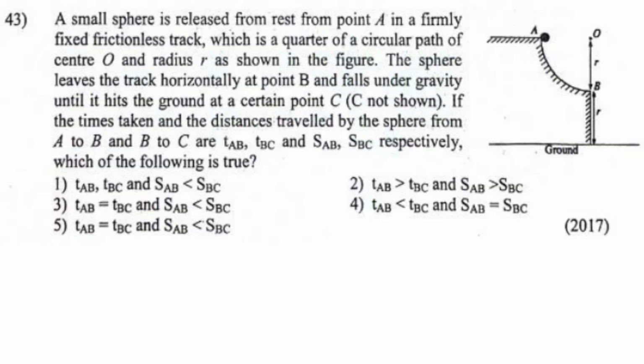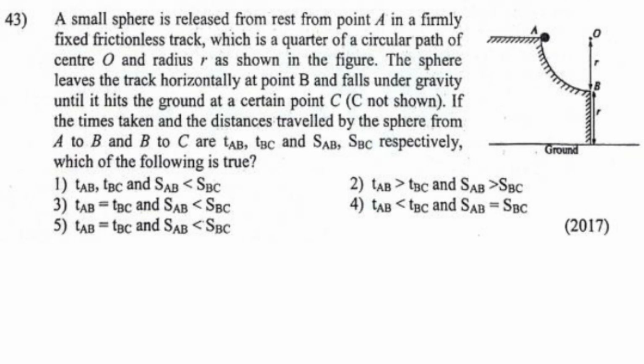Then 43. A small sphere is released from rest from point A in a firmly fixed frictionless track, which is a quarter of a circular path of center O and radius R as shown in the figure.